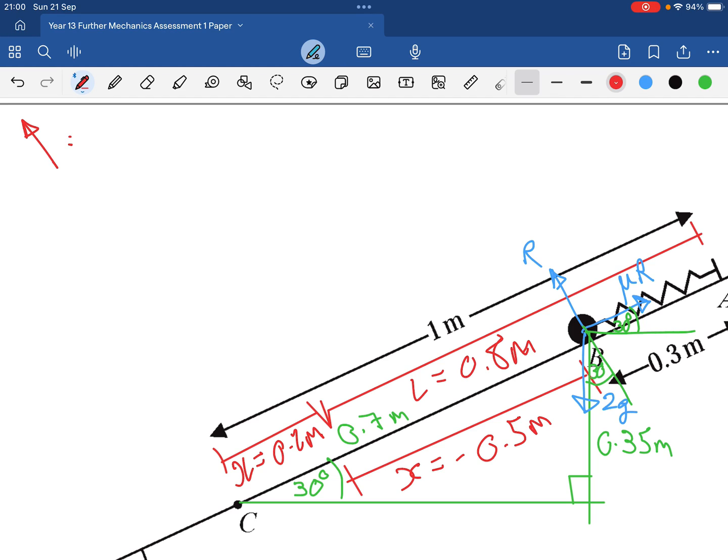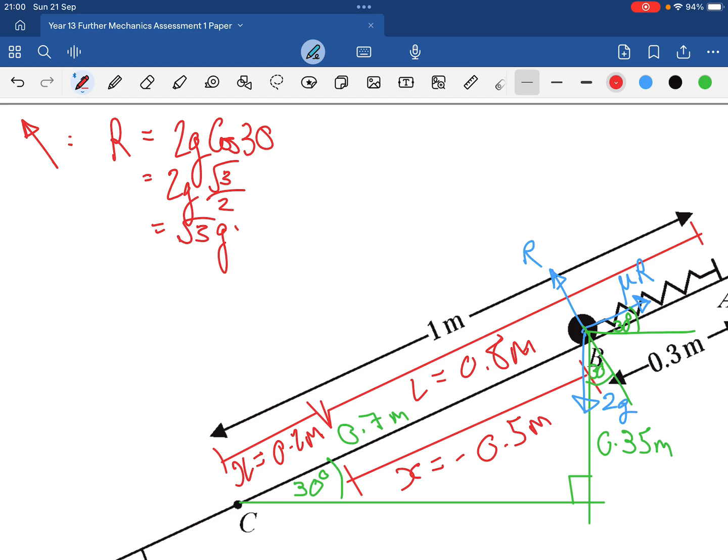So we can say in this direction, R equals 2g cos 30. Yeah, the mu R has no effect looking perpendicular to the slope. So R is 2g cos 30. Well, this is 2g root 3 over 2. So this just simplifies to root 3g. Because R is root 3g.